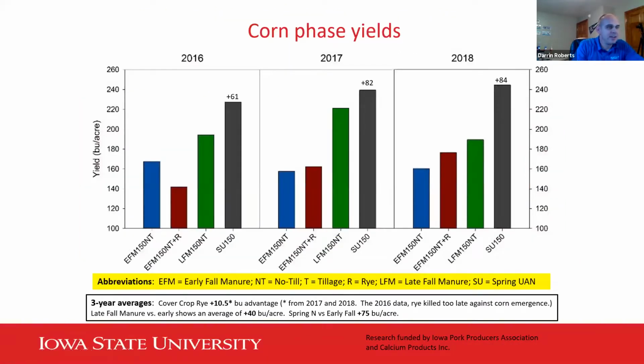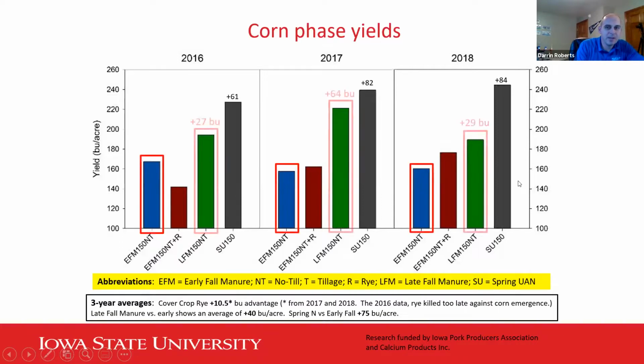A final thing here, Iowa State, some of you have seen this. This is actually an interesting study here from Iowa State from a couple of years ago, where they looked at early fall manure versus late fall manure. And so that's the main comparison here. By applying it later, once those soil temps have dropped, you'll see they've increased their yield the next season.